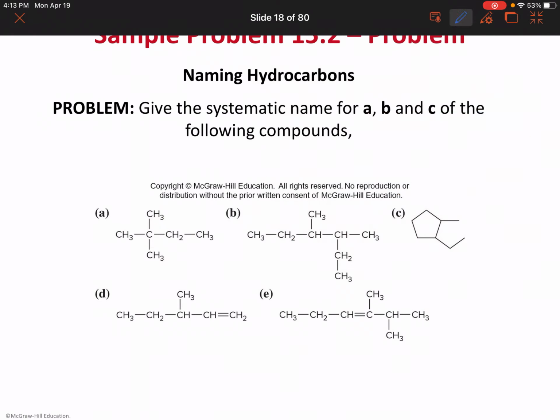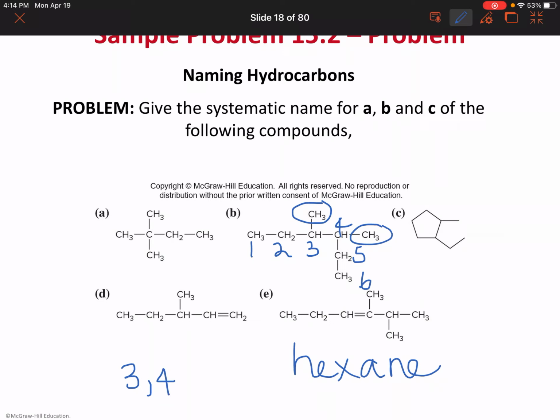Okay, so we figured that it is a hexane. What are the groups that we have? 1, 2, 3. On the third carbon, we have a methyl group. 4, 5, 6. The fourth carbon also has a methyl group. So we have to say 3, 4. You have 2 methyl groups. So 3,4-dimethylhexane. Okay, that's going to be the name of that.